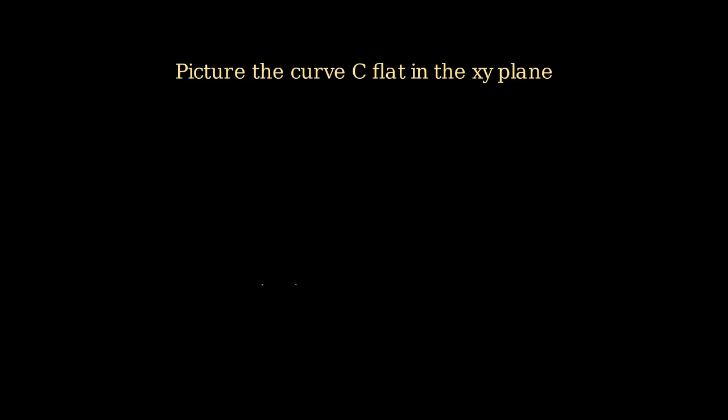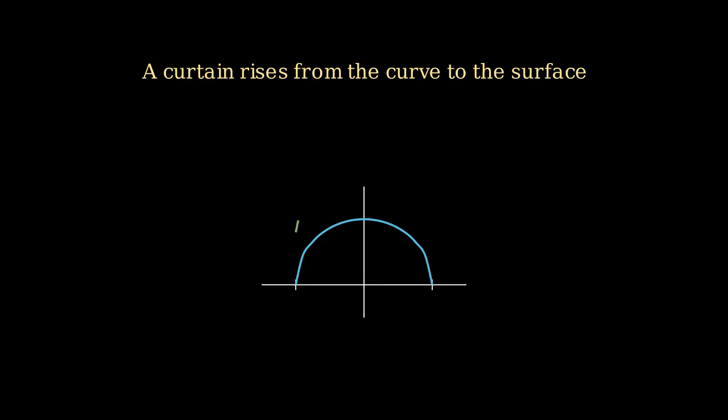Picture the scalar case first. In the 2D view, the curve C sits flat in the xy plane. In the 3D view, above every point of the curve, we raise a vertical height equal to the function's value there, like a curtain hanging from the curve up to the surface. The scalar line integral is exactly the area of that curtain.